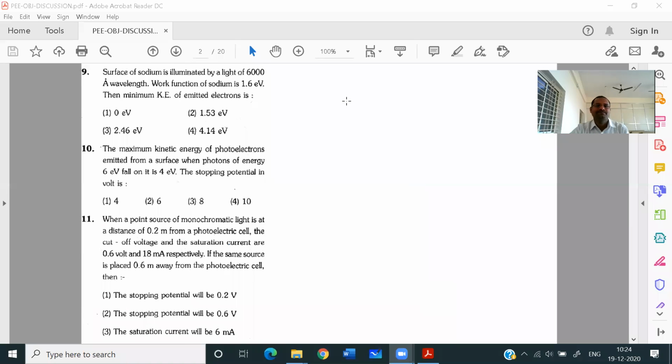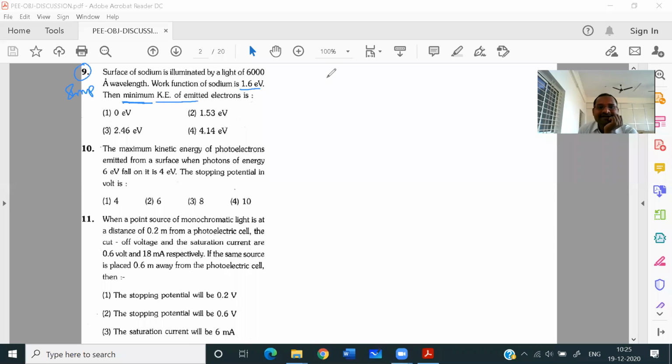Ninth question. So what have they asked? The surface of sodium is illuminated by light of 6000 angstrom. Work function of sodium is 1.6 electron volt. The minimum kinetic energy of the emitted electron is, see here, they are asking minimum kinetic energy, not maximum kinetic energy. Minimum, how much kinetic energy will be there? Minimum kinetic energy. Important.